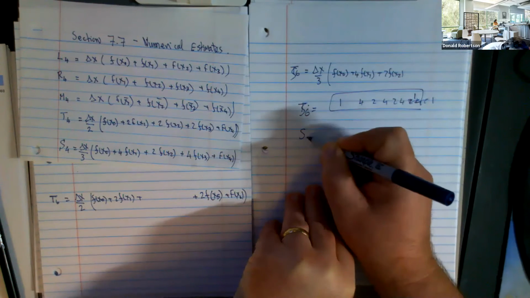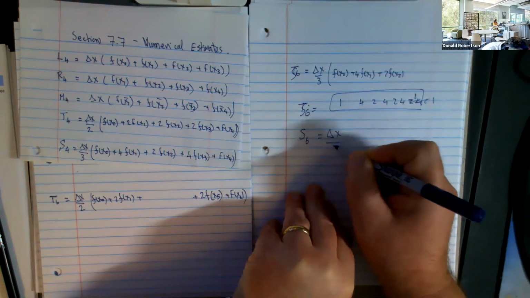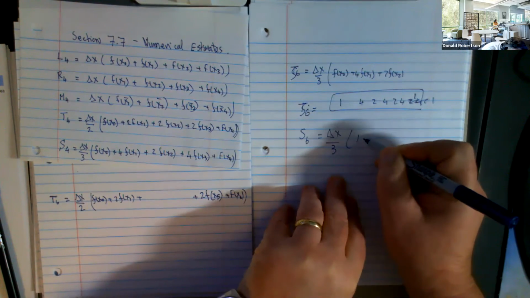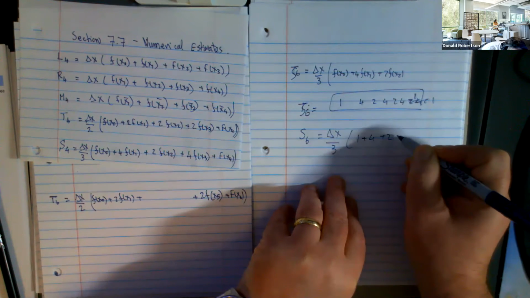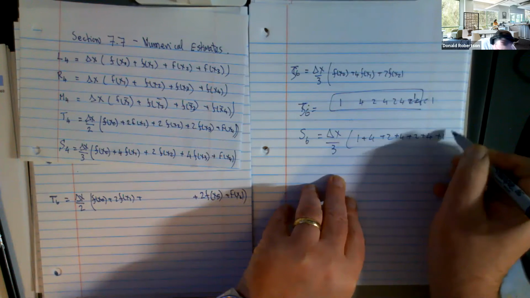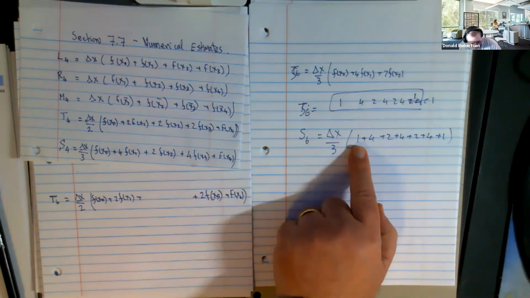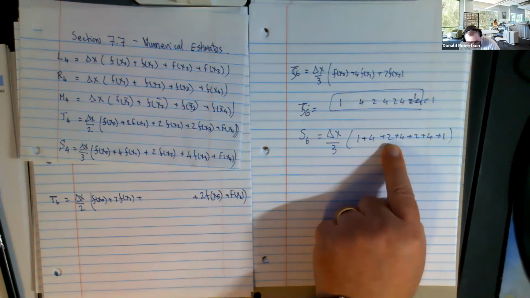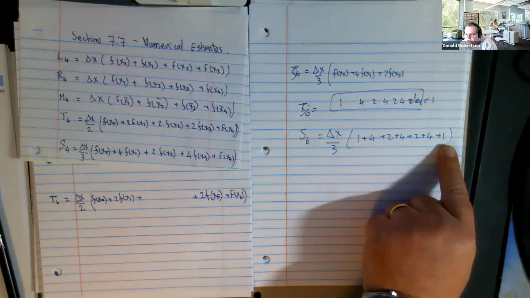I'll try that again. S6 would be delta x over 3, and the pattern would be 1, 4, 2, 4, 2, 4, and 1. And you just fit in f of x0, f of x1, f of x2, all the way to the last one, f of x6.